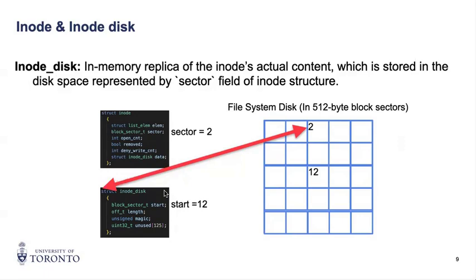Now, the first field is start. Start means the start of the file, like the actual content of the file. Let's suppose the start sector is 12. This means that the file starts from this sector block. And if the length of the file is 1024 bytes, which will span two 512-byte blocks, it will occupy both sector 12 and sector 13. So in this case, we have a file that's consecutive in the file system, right? 12 and 13 are consecutive to each other.